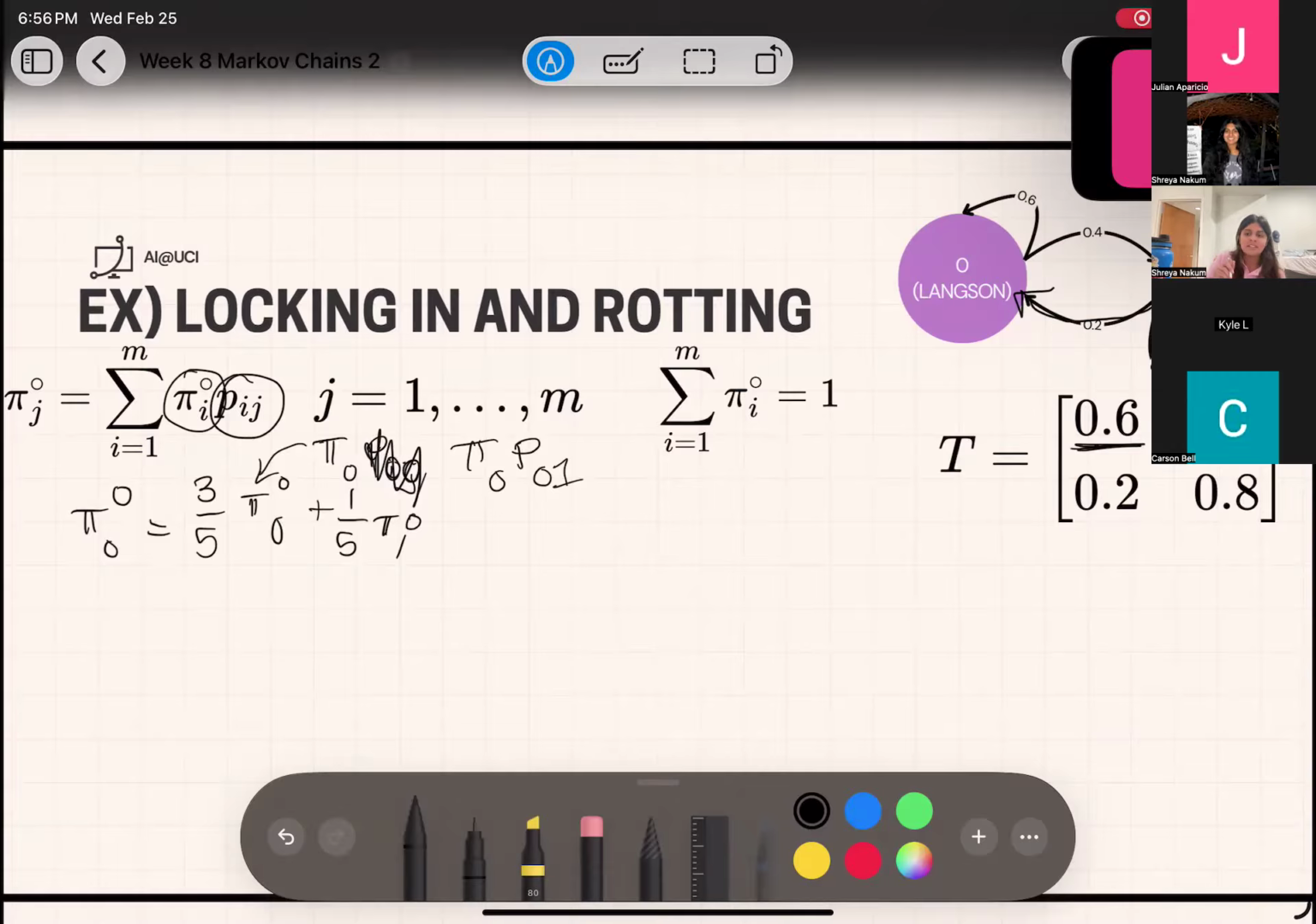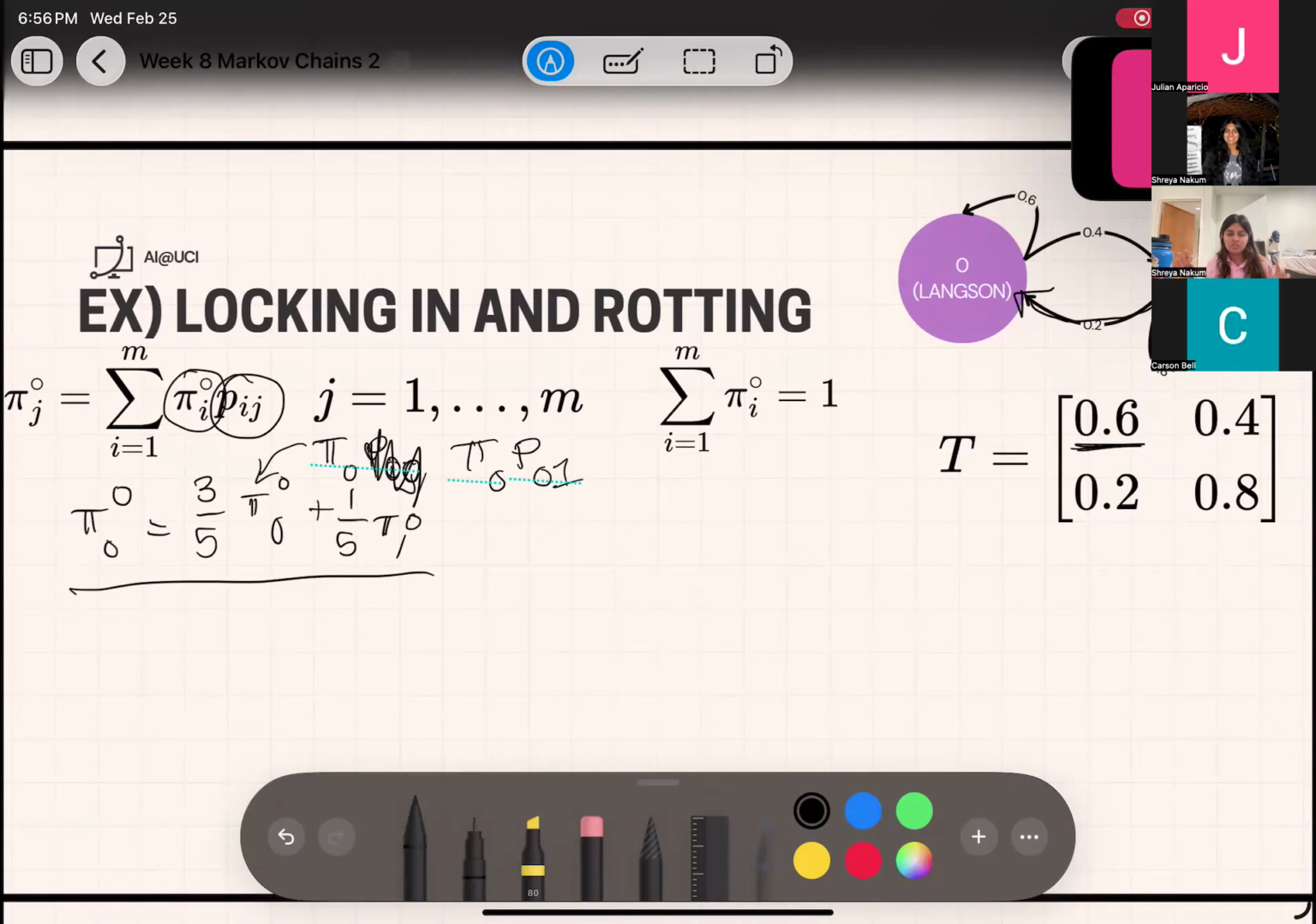So when we're talking about steady state probabilities, remember, this is just the probability that you are in that state. The reason the probability of being at Langston is equal to 3/5 plus 1/5 is that there are two routes to Langston: you're at Langston and stay at Langston, or you're at Science and go to Langston. That's why we set it up this way.